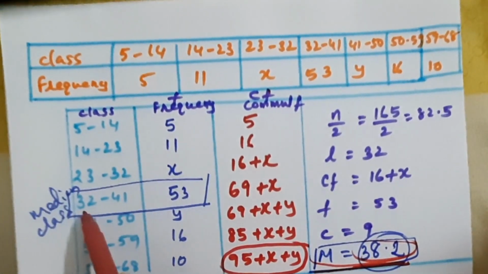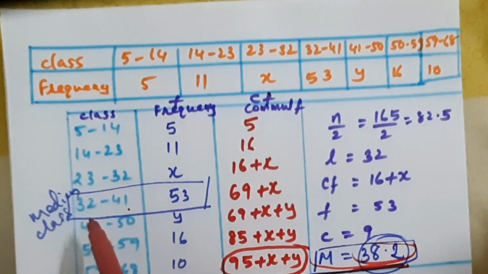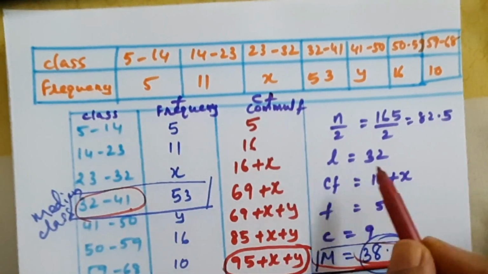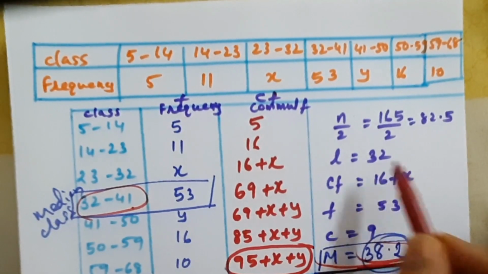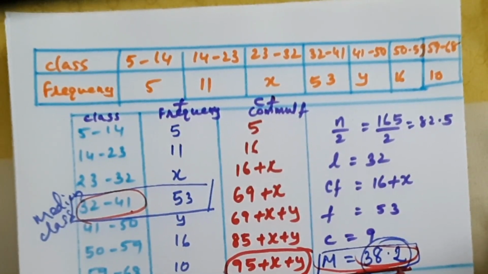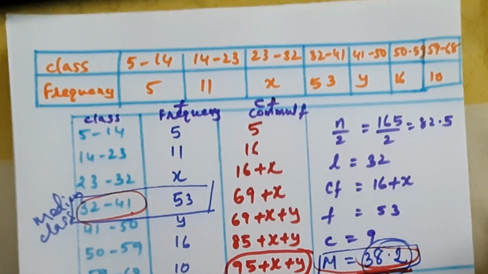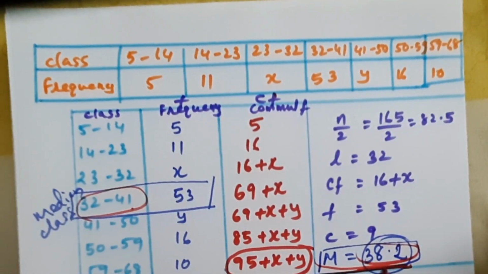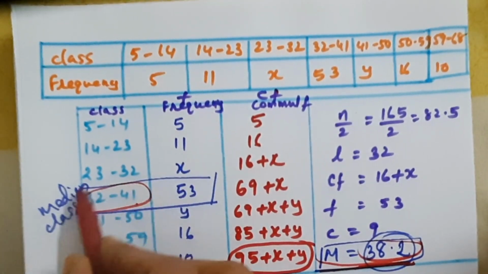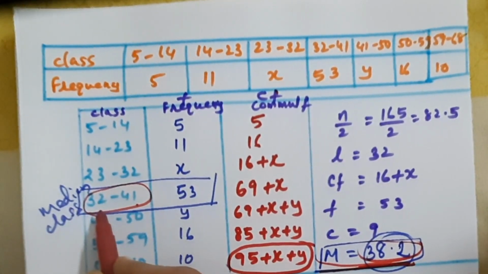38.2 comes in between 32 and 41, so we choose this as the median class, of which 32 is the lower boundary point. So I have taken L as 32. Listen carefully: whatever the median is given, we need to choose the class it lies in. 38 comes in between 32 and 41, so I have chosen this as the median class, with lower boundary point 32.